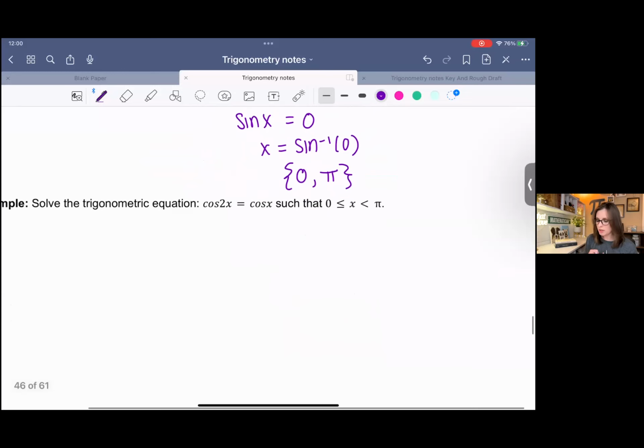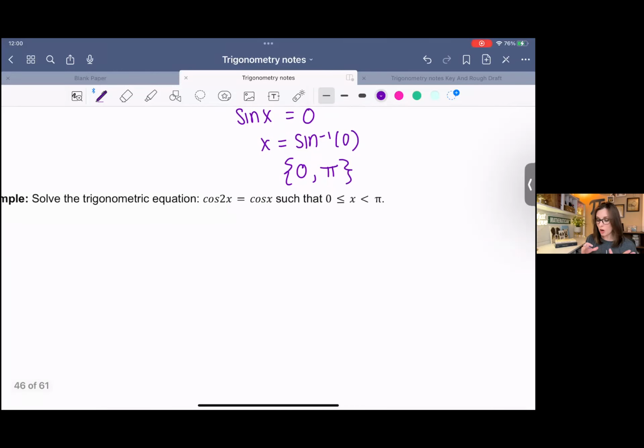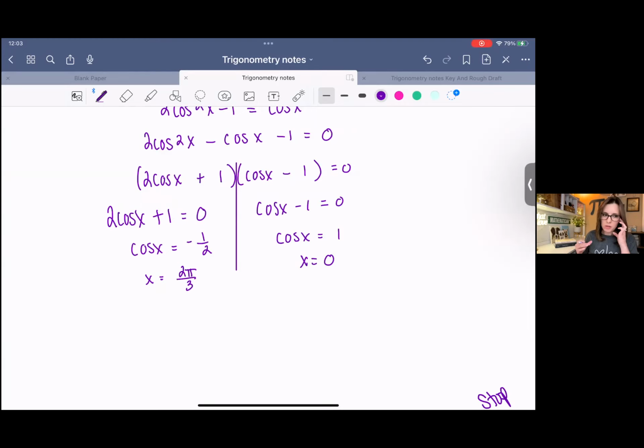Now let's solve this next one. We have cosine 2x equals cosine x on the interval of 0 to pi. Pause it, try it, come back and check your work. We've got 2 solutions here since it's between 0 and pi. It's going to be 0 and 2 pi over 3. We don't need to go 4 pi over 3 or 2 pi because that's not in the interval.